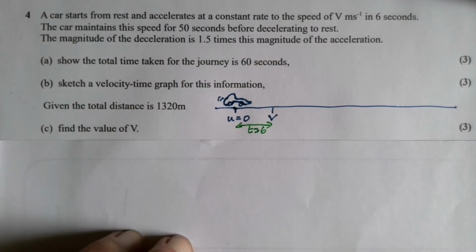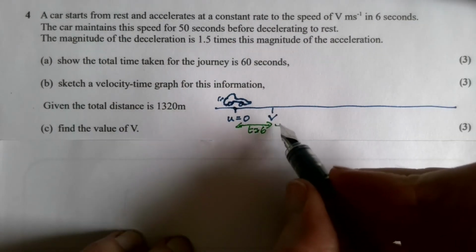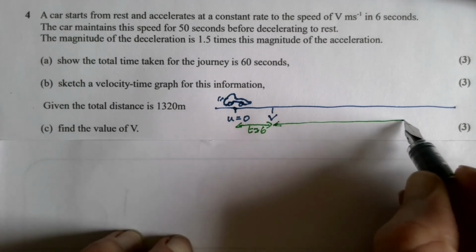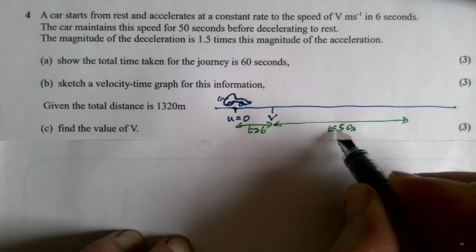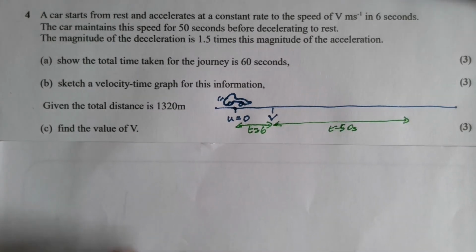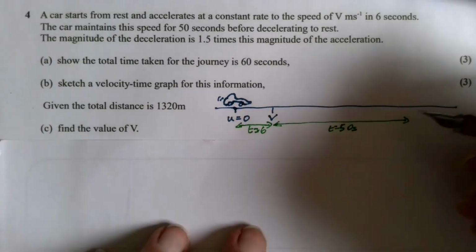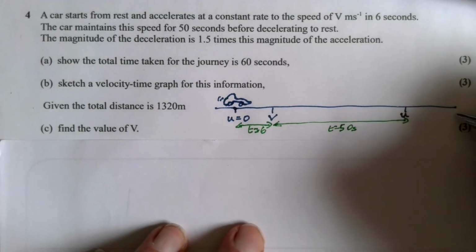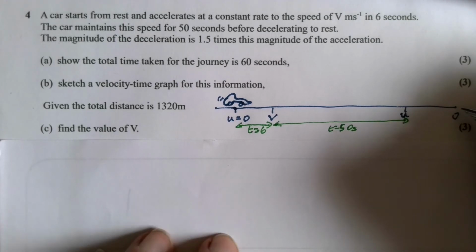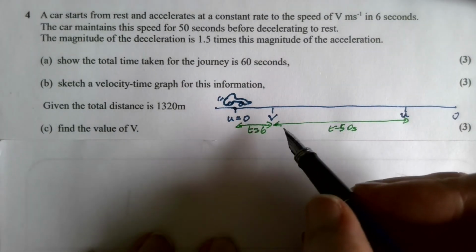And then we're going to have another long zone of time, 50 seconds for that next bit, at which point V becomes U and U becomes V at the very end there, when that becomes 0 when he comes to rest. What else do we know?